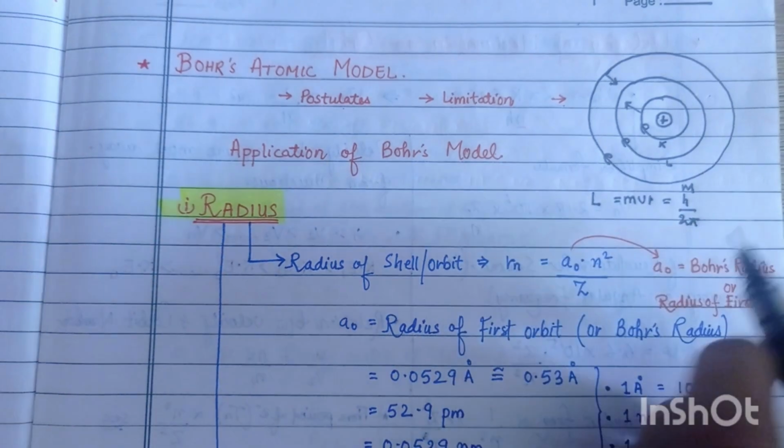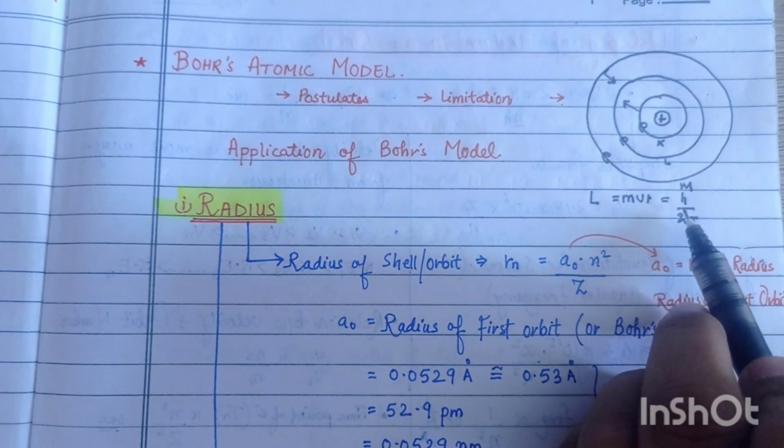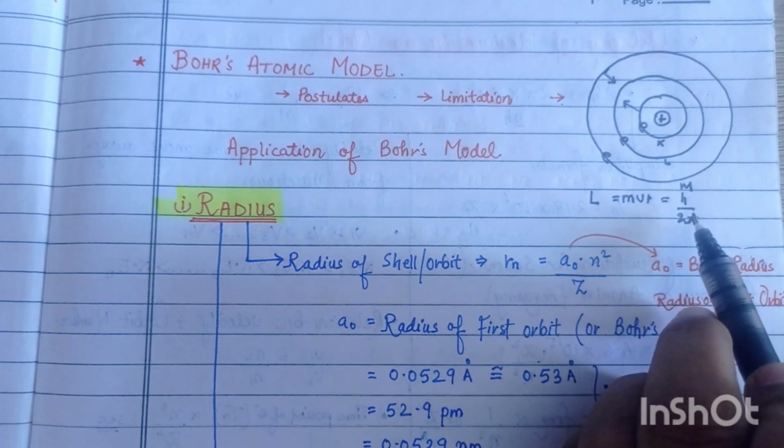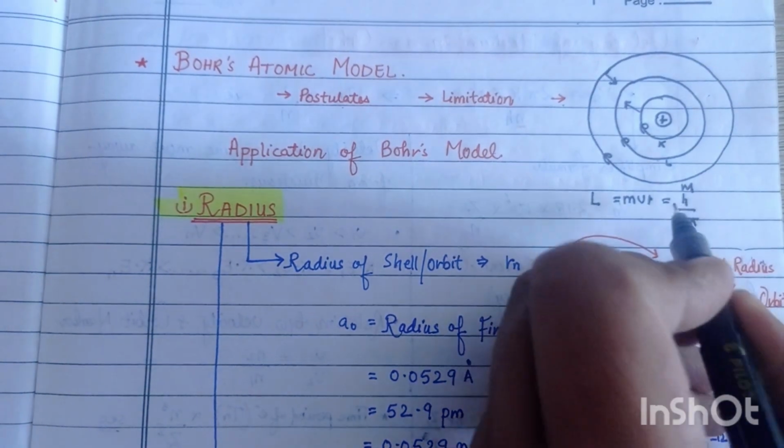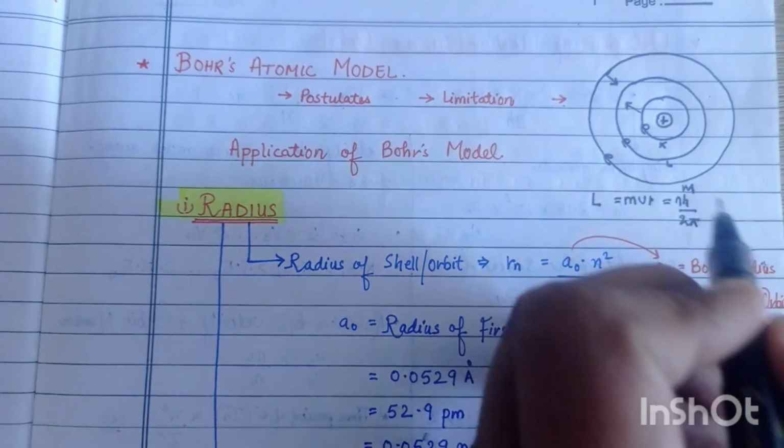If it is the first shell, it will be 1 h upon 2 pi. If it is the second shell, 2 h upon 2 pi. If it is the third shell, it is 3 h upon 2 pi. So better to write n h upon 2 pi.